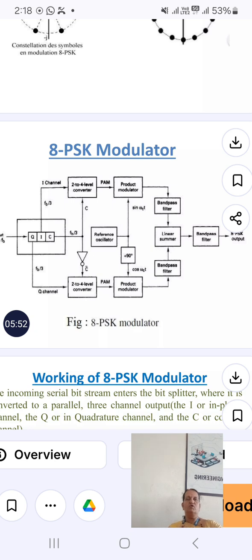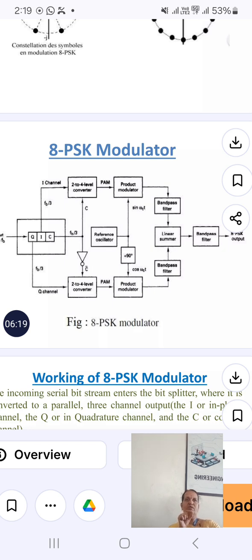The 8 PSK modulator has a QIC terminal. That is, Q is the quadrature component, I is the in-phase component, and C is the component which is the recreation of this. So the Q signal is coming to the 2 to 4 level converter. It is merely the input data bits coming to the Q level.